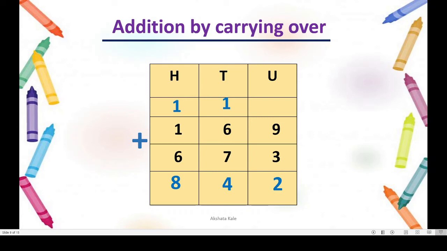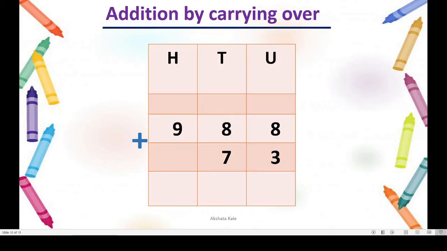Nice. One more sum we will go through. Okay. Now again this table. 988 plus 73. 8 plus 3. How much? 11. Isn't it? So 1 here and what we will do? This one we will take to tens place. No, I will not tell why we are taking this to tens place. You know now, isn't it?